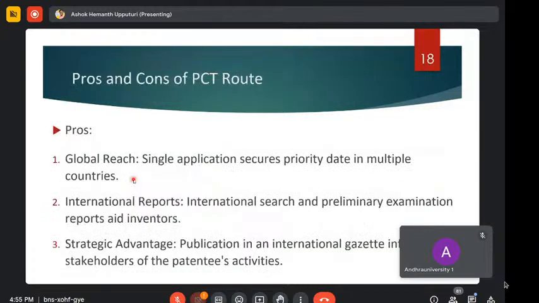And what are the advantages? Something like global reach, a single application, and a secured priority date in multiple countries. This is the main advantage. So if you go with the PCT, it means you are secured in 153 countries, which are contracting states of the PCT.